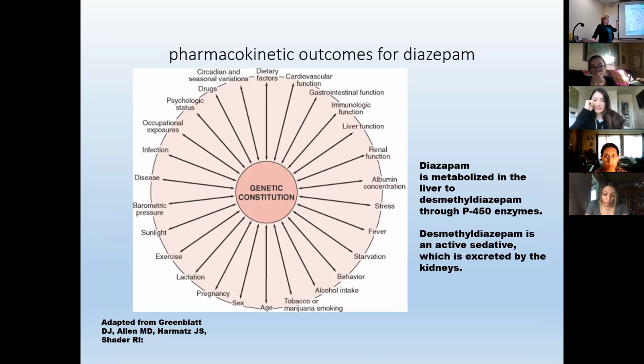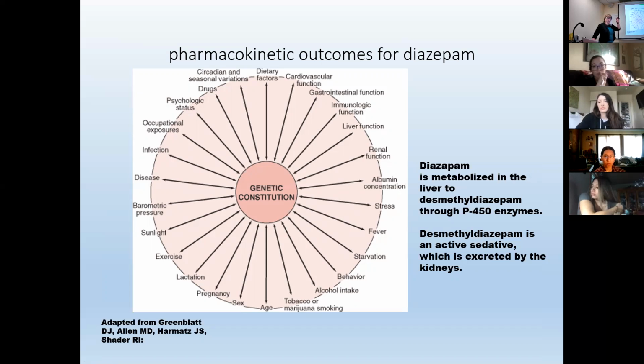Desmethyldiazepam is what it becomes as the enzymes, we'll learn the cytochrome P450 system, break it down. Desmethyldiazepam is active, so it's going to now have a pharmacodynamic effect, and then when it is finished, it will be excreted by the kidneys.